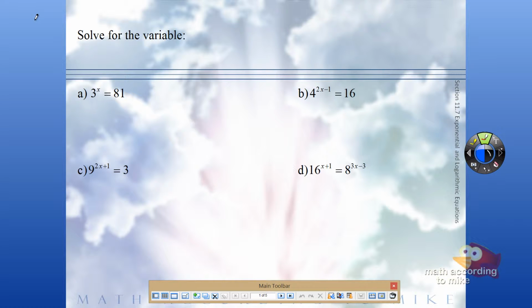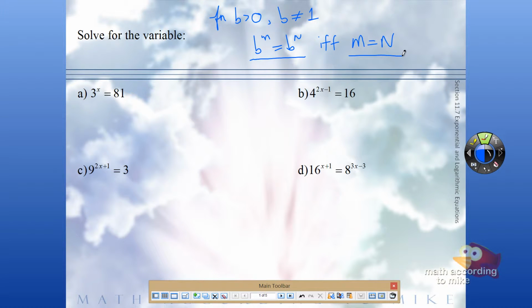In all four parts here, we're going to use the one-to-one property, which says that for b positive, b not equal to 1, b to the m equals b to the n if and only if m equals n. Now that's very mathy, but what that says from left to right is that if you can write both sides as the same base, then all you do is set the exponents to be equal.